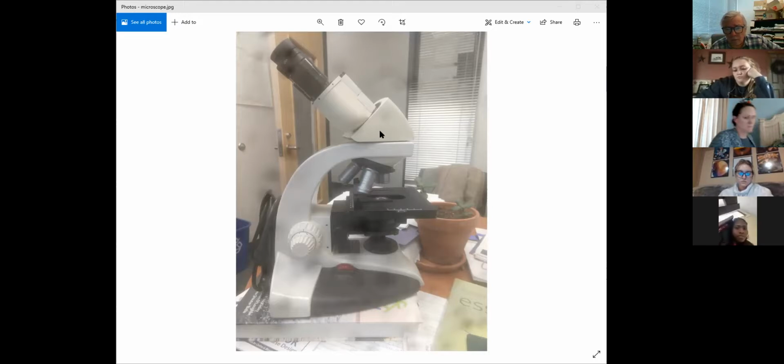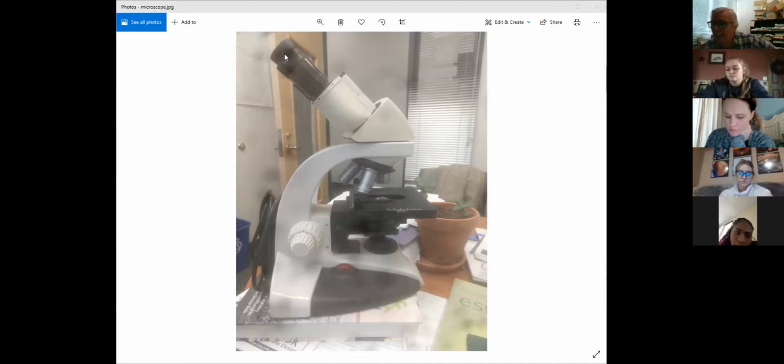The light goes up through here, into these oculars. This is an ocular, a second lens. So it's a two-lens system: through the objective lens and through the ocular lens. The ocular lens is 10x. And there are two of them, so it's a binocular microscope.